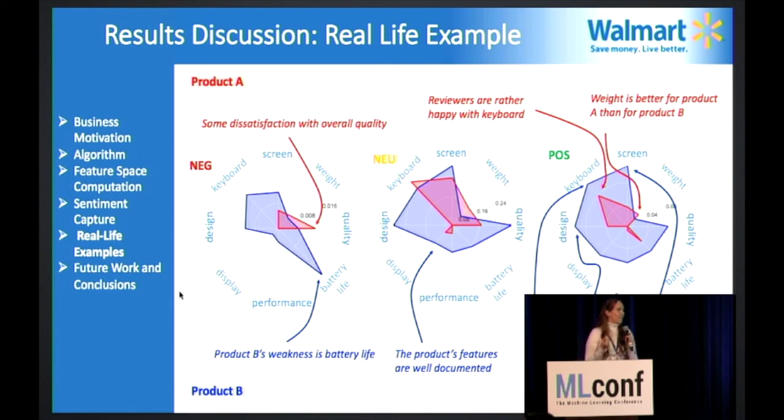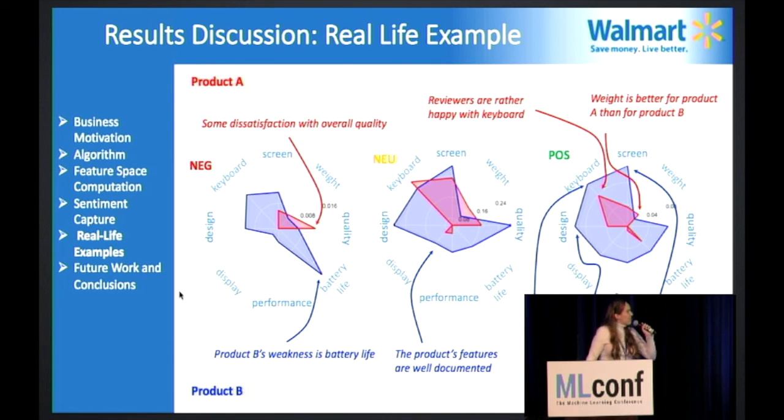So you may have a lot of mentions of, for example, weight or keyboard or whatever, but people didn't necessarily say they hated it or they loved it. They were just neutral. So the fact that the neutral value is high means you have a lot of description. People were very verbose about these specific features.